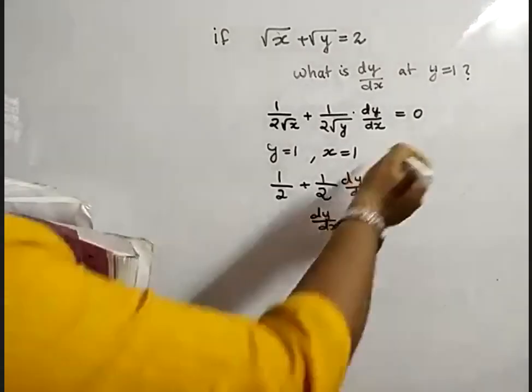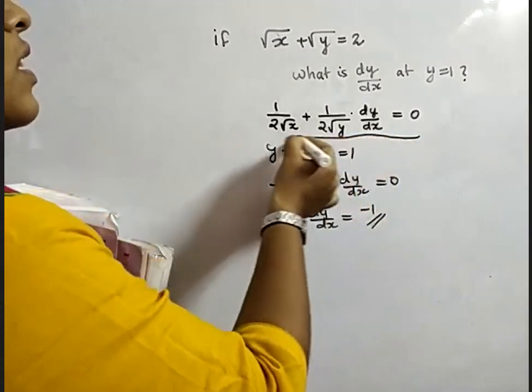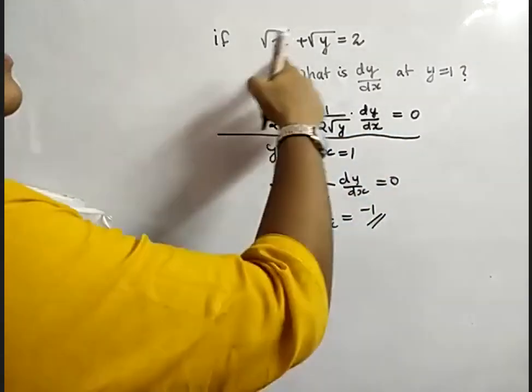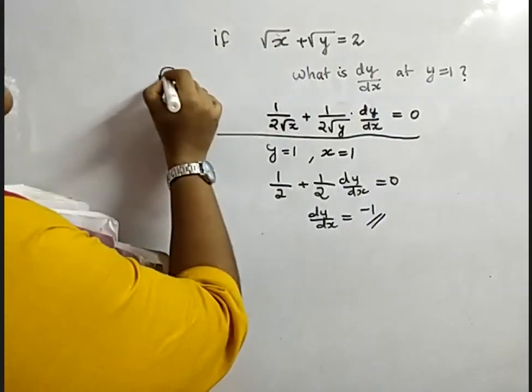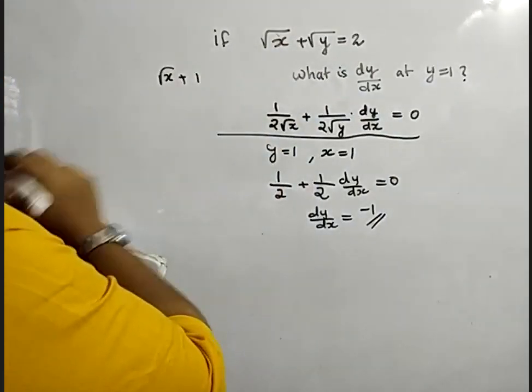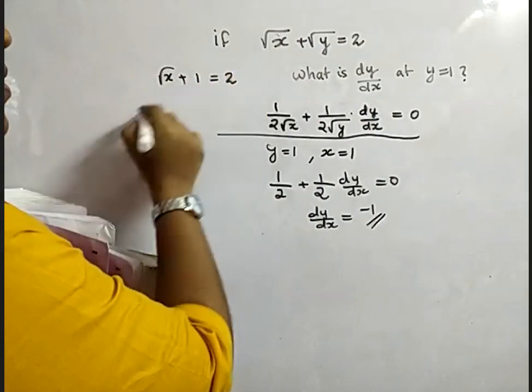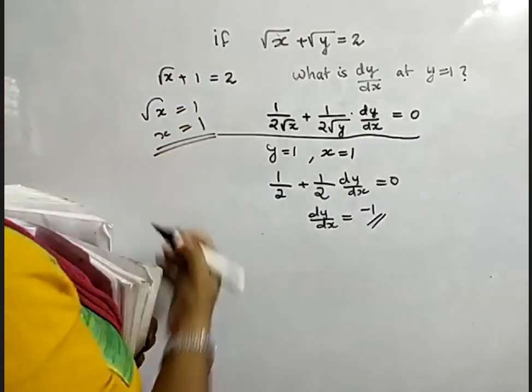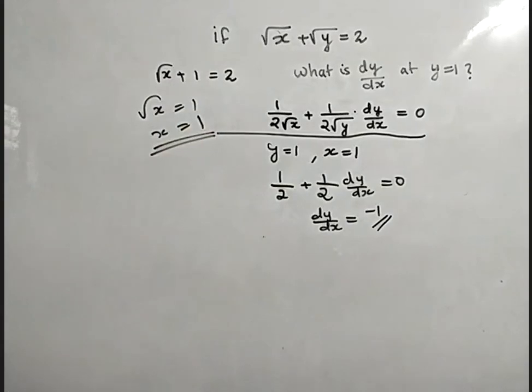Anybody who didn't understand this step, please ask me. Ma'am, x also becomes 1. Yeah, just substitute here. Root x plus 1, y is 1 now. So root x is equal to 1. Ma'am, can you explain once more, ma'am?